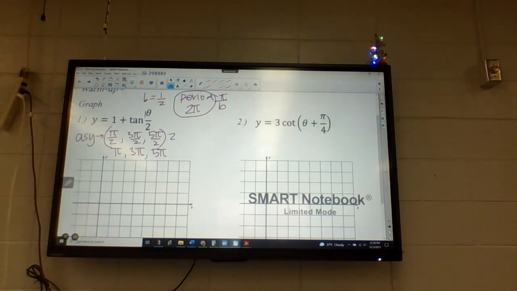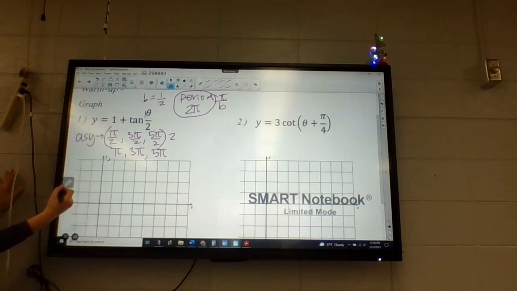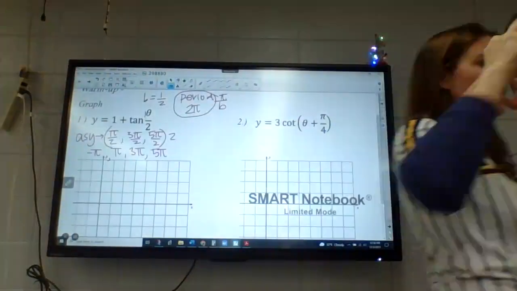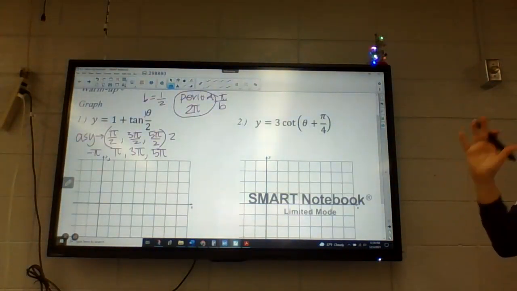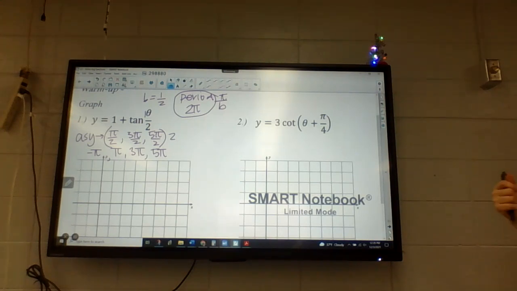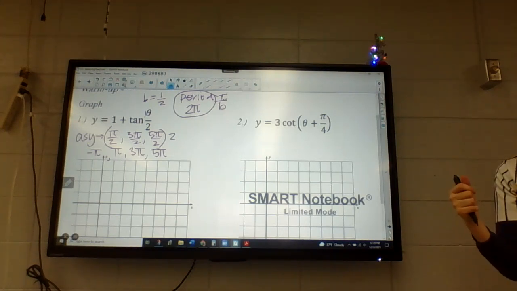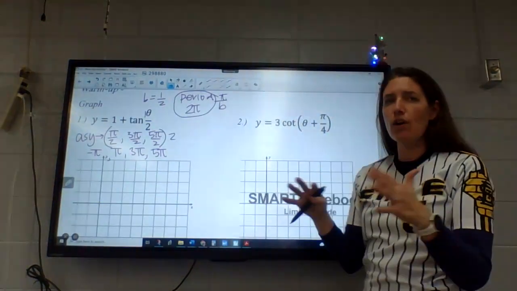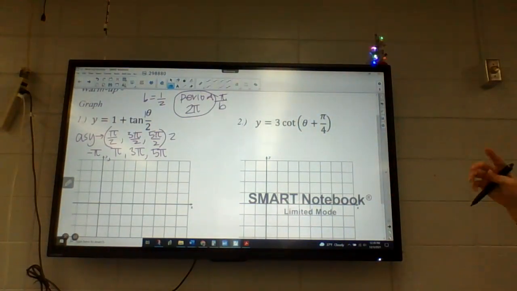If you want to think about the negative, where do you think it would be? Negative pi. So they're every other pi value. Tangent typically doesn't have an asymptote at 0. That's cotangent that has it. Okay? So if I know that's where my asymptotes are, getting those in the right spot is so important.